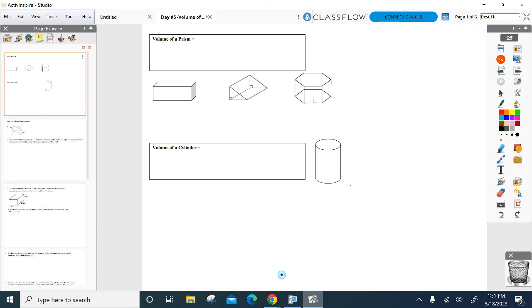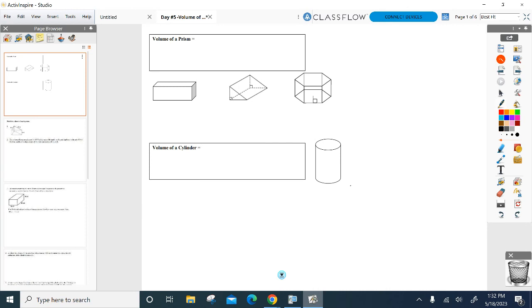So let's go to prism first. Today's going to be prism and cylinder. And when we talk volume, surface area, lateral area, that was all on the outside, right? Well, now literally it's time to jump inside. All right, go inside, and the area inside a figure is the volume.